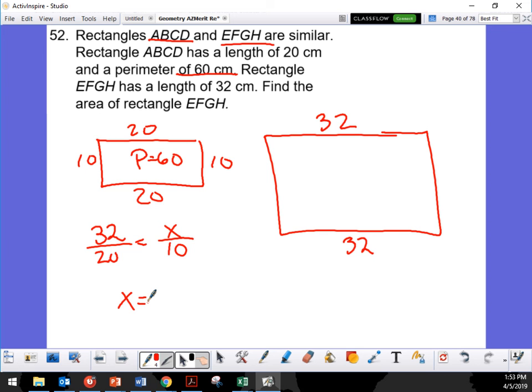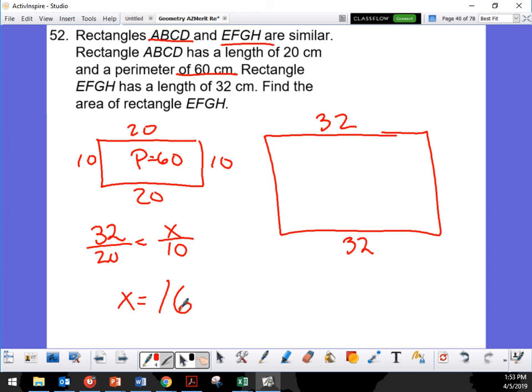You have a calculator in front of you. 64? You're still wrong. It's 16. X is 16.